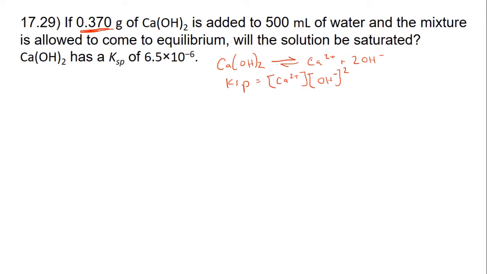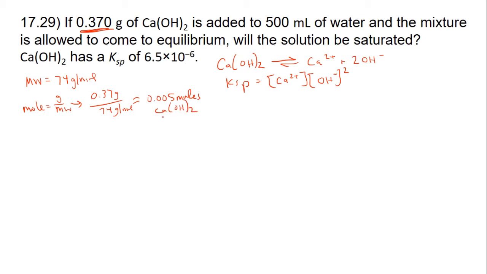The first thing we need is the molecular weight of calcium hydroxide, which is 74 grams per mole. We know moles equal grams over molecular weight, so we have 0.37 grams over 74 grams per mole, and we're looking at approximately 0.005 moles of calcium hydroxide.